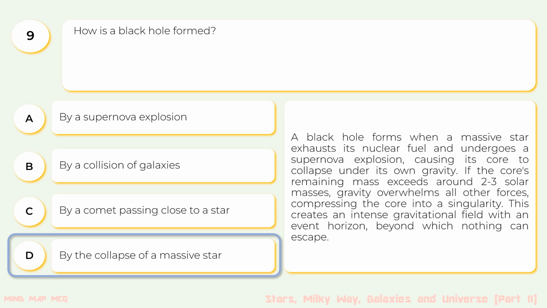A black hole forms when a massive star exhausts its nuclear fuel and undergoes a supernova explosion, causing its core to collapse under its own gravity. If the core's remaining mass exceeds around 2 to 3 solar masses, gravity overwhelms all other forces, compressing the core into a singularity. This creates an intense gravitational field with an event horizon beyond which nothing can escape.